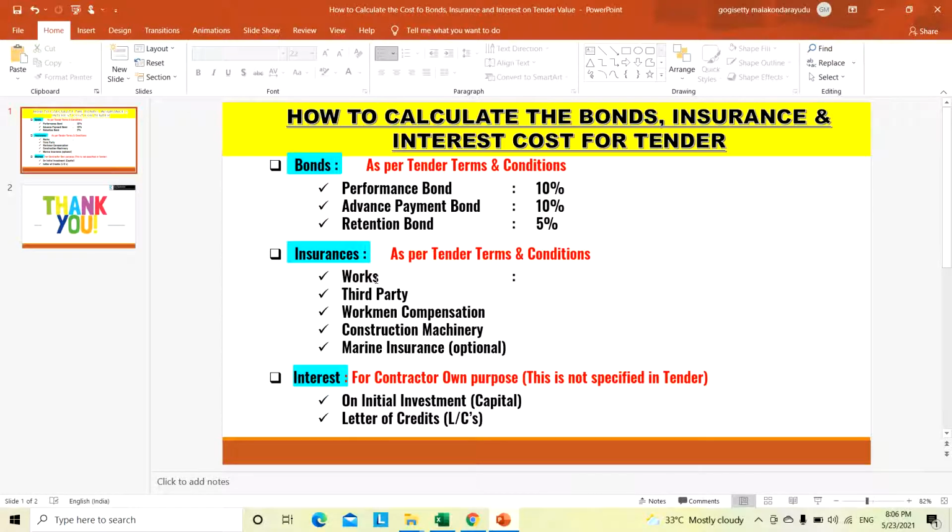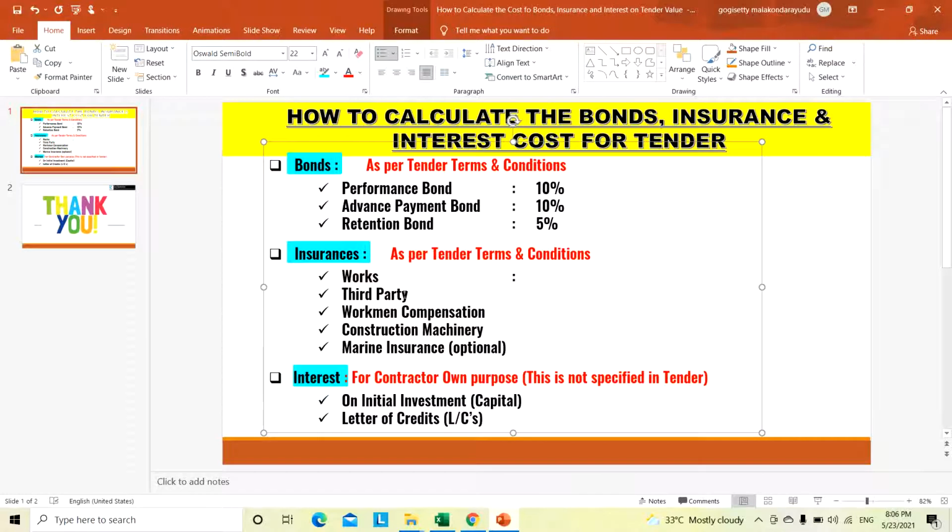Works insurance: for the agreement works we are doing, any damage that happens during floods, earthquakes, or any accident. Third party insurance: any third party, whether it is property, a human being or a vehicle. Then workmen compensation, construction machinery insurance for whatever machinery we are going to use, and marine insurance, which is optional.